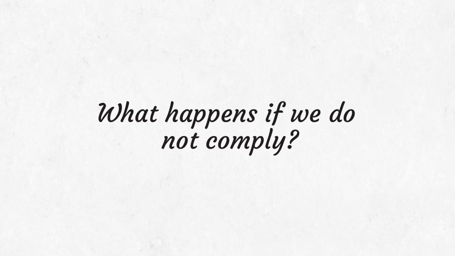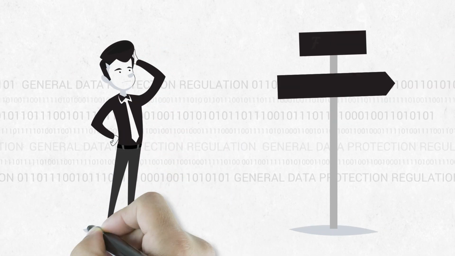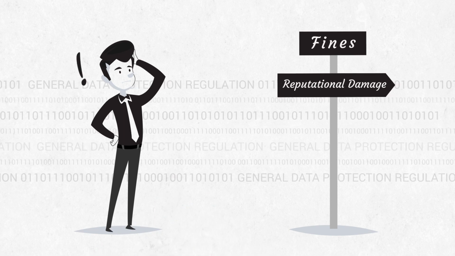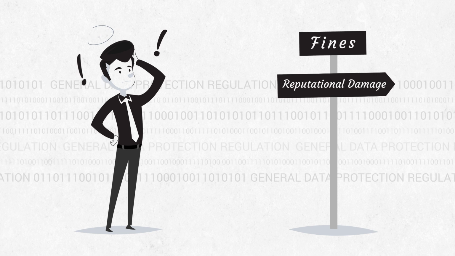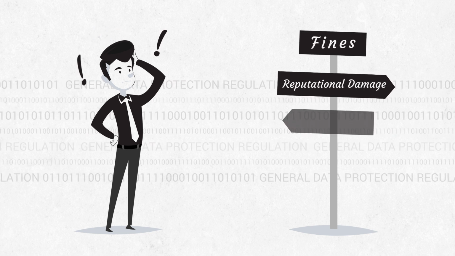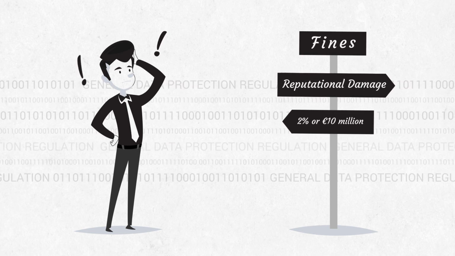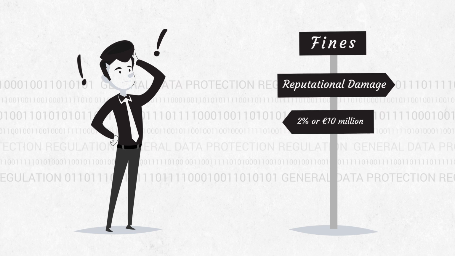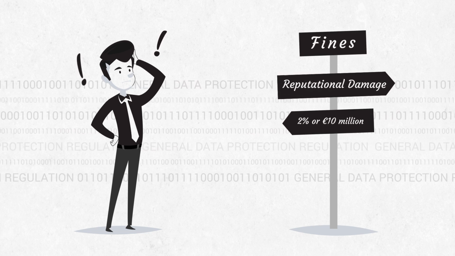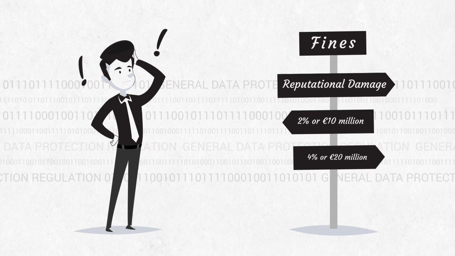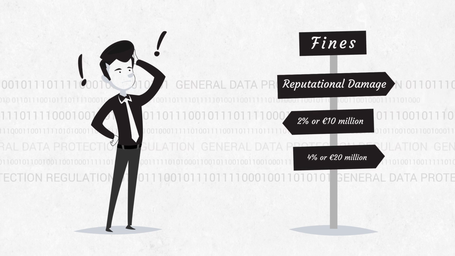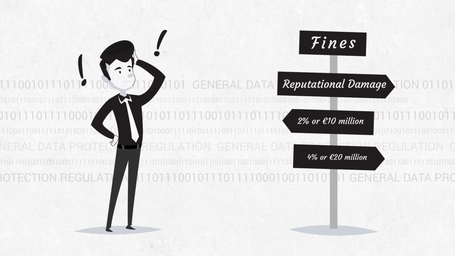What happens if we do not comply? Loss of customer trust and reputational damage. For infringements of not complying with the obligations of the controller and the processor requirements, fines up to 2% or 10 million euros of global turnover, whichever is greater. For infringements of not complying with the basic principles of personal data processing, fines up to 4% or 20 million euros of global turnover, whichever is greater.